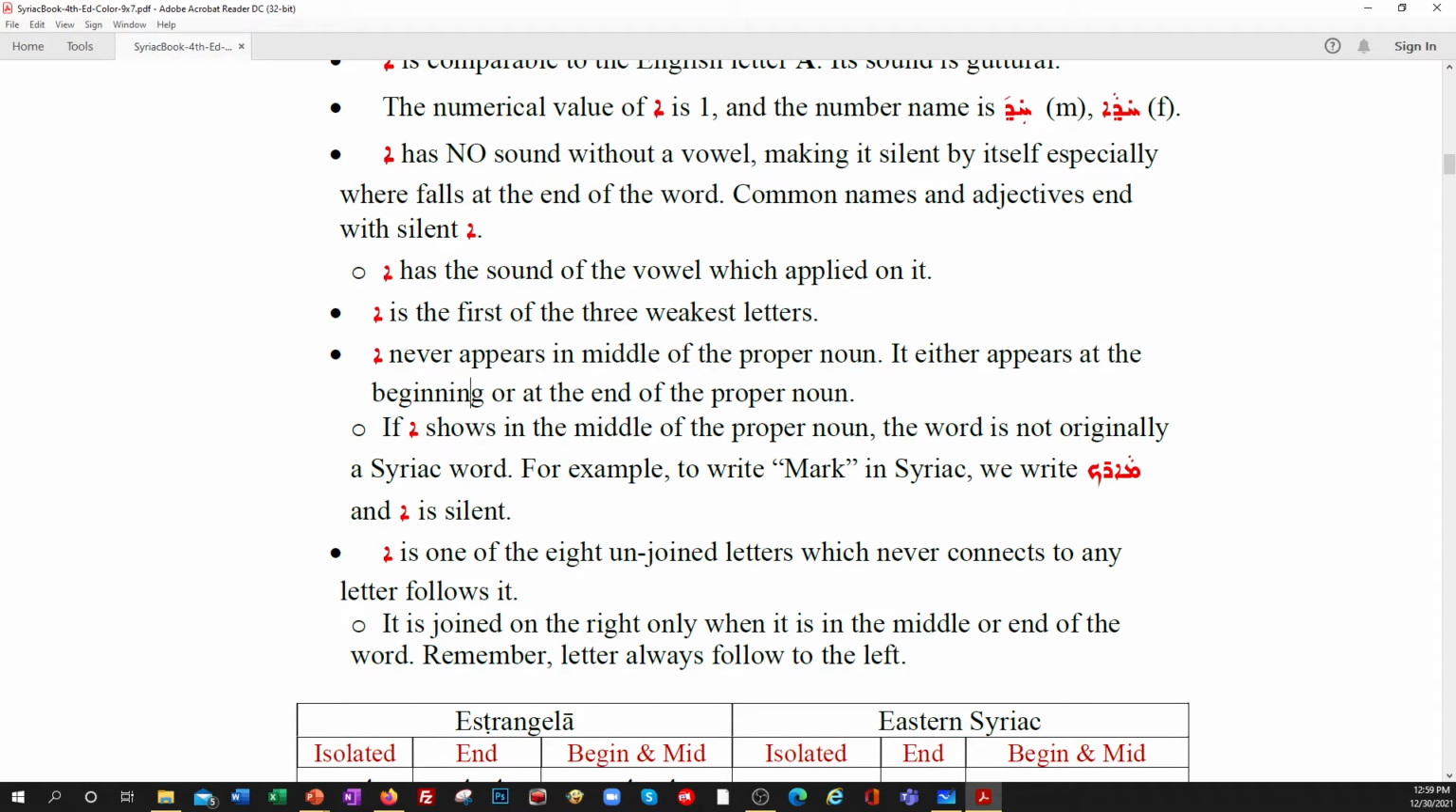Alep is one of those unjoined letters. Before I go there, Alep never appears in the middle of a proper noun, so it is going to be either at the beginning or at the end. For example, male names and female names, the proper nouns, cannot have it in the middle. If you see an Alep in the middle of a proper noun, that name originally is not a Syriac word, has no roots, or the root of that name is not a Syriac name.